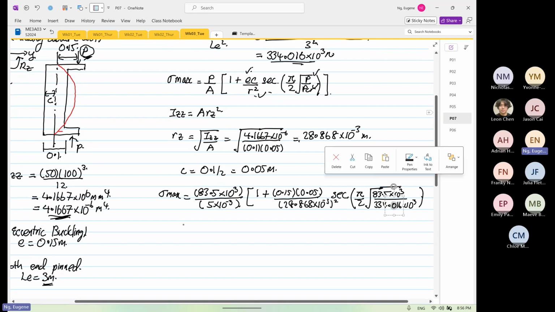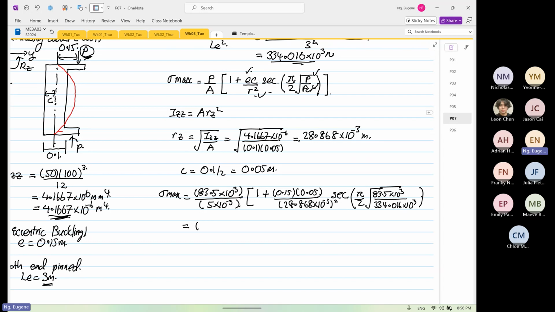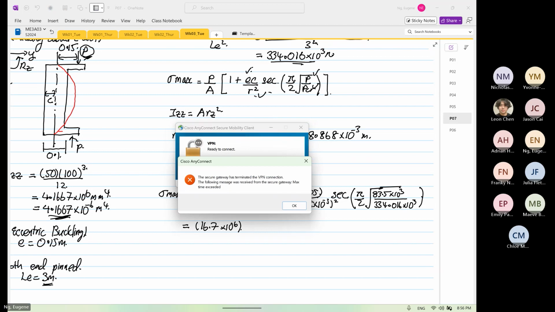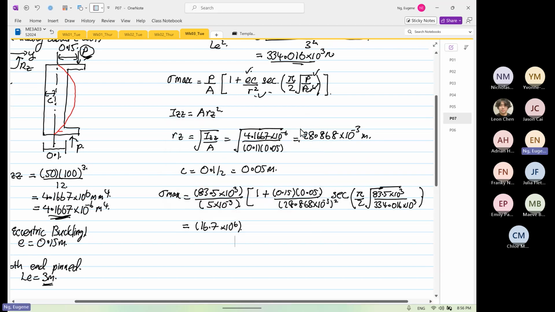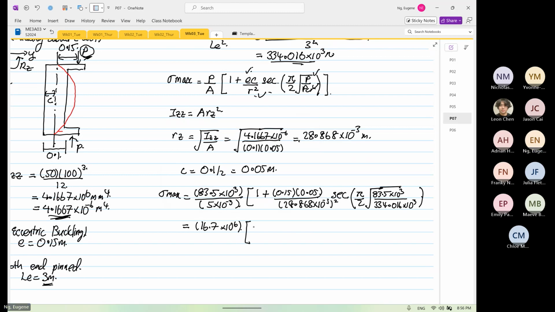Okay, so this will be equal to 83.5 power 3 divided by 5 power minus 3, which is equal to 16.7 times 10 to the power 6. I'll do it again. 83.5 power 3 divided by 5 power minus 3, equal to 16.7. Then 1 plus 0.15 times 0.05 divided by 28.868 power minus 3 squared.